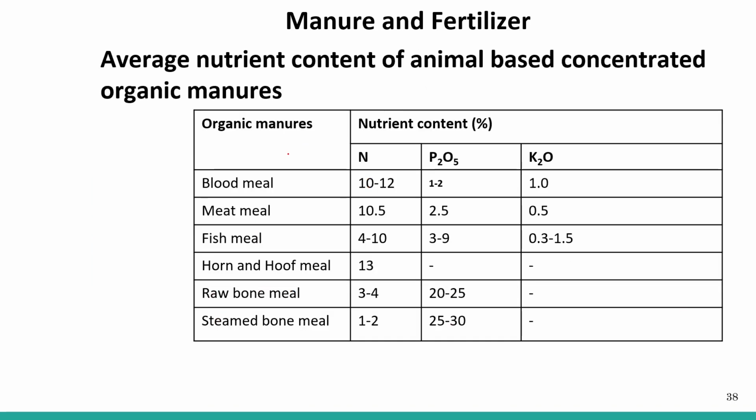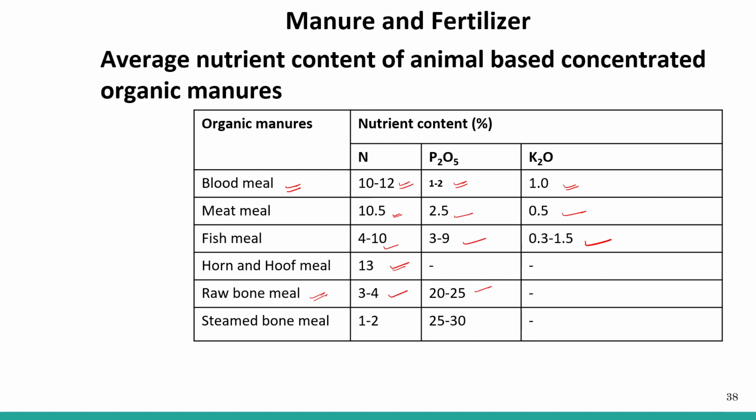Blood meal contains 10 to 12 percent nitrogen, 1.2 percent phosphorus, and 1 percent potassium. Meat meal has a very high nitrogen content, 10.5, with 2.5 phosphorus and 0.5 potassium. Fish meal: 4 to 10% nitrogen, 3 to 9% phosphorus, and 0.3 to 1.5% potassium. Horn and hoof meal contains only nitrogen, and that is very high, 13. Raw bone meal: 3 to 4% nitrogen and 20 to 25% phosphorus.